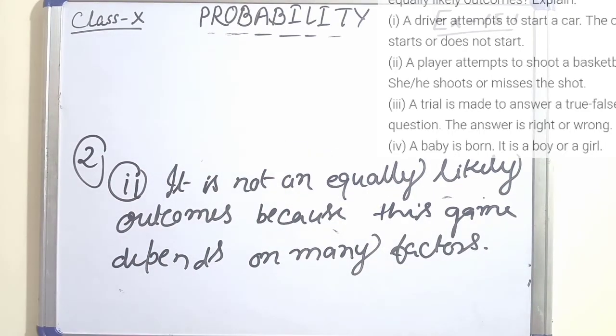Next, 3. A trial is made to answer a true or false question. The answer is right or wrong. So it is an equally likely outcome, because the answer is right, otherwise the answer is wrong. So here the probability of true and the probability of false are both the same. That's why it is an equally likely outcome.